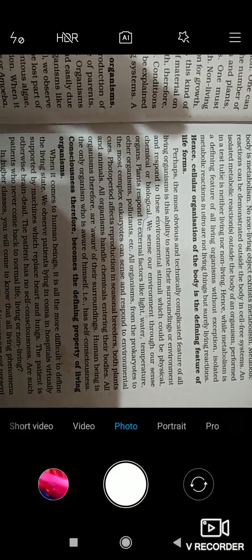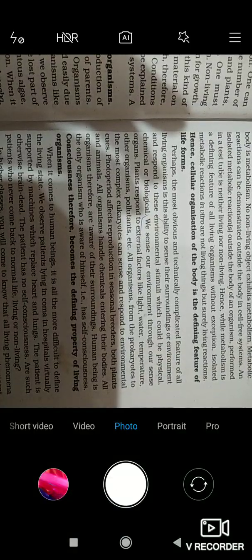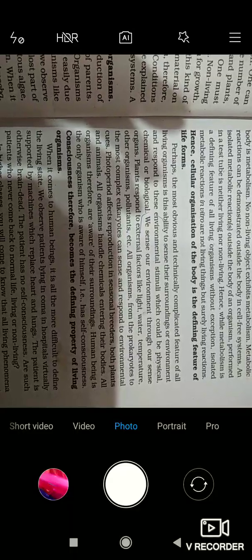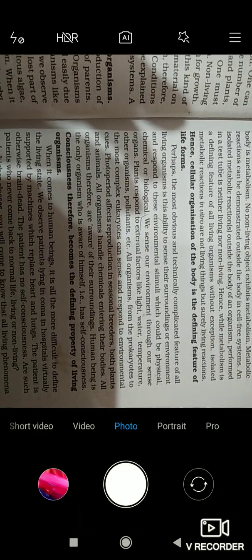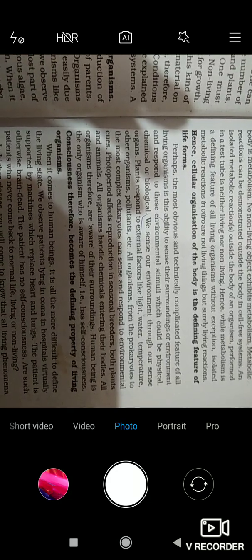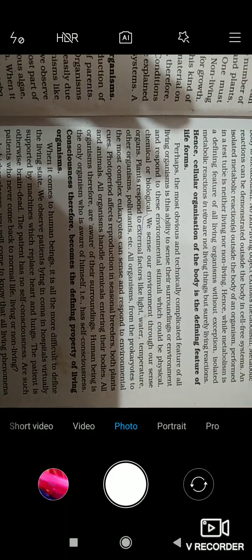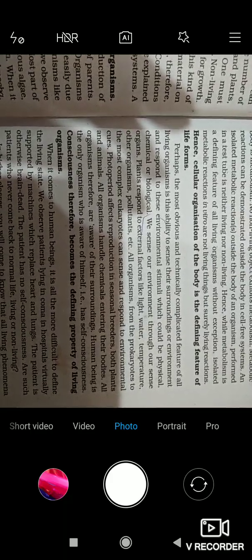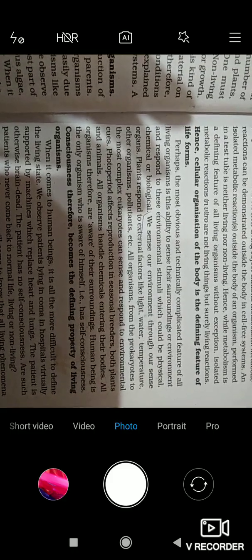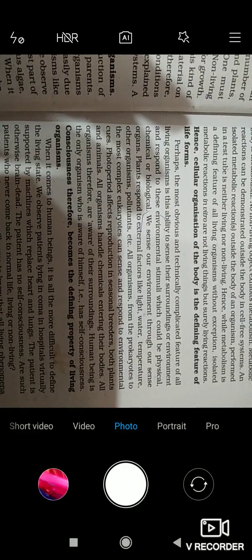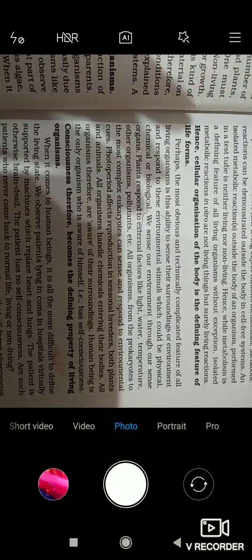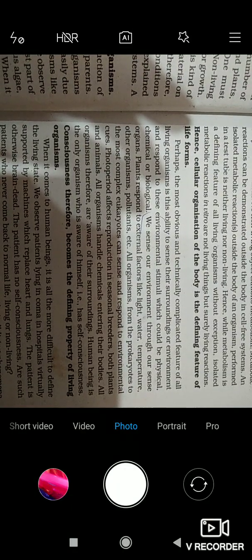Okay. Perhaps the most obvious and technically complicated feature of all living organisms is this ability to sense their surroundings or environment and respond to these environmental stimuli, which could be physical, chemical, or biological. So a living being responds to this environment either physically, that is from their body, or in a chemical way, or in a biological way.